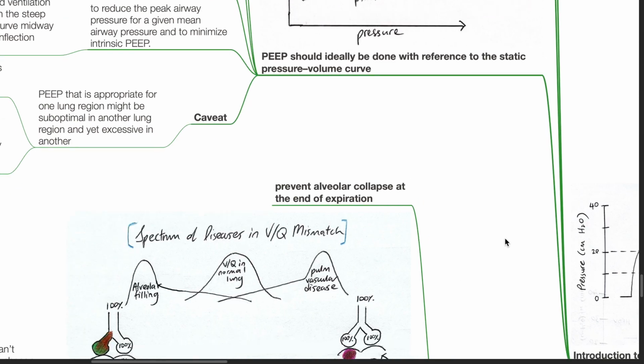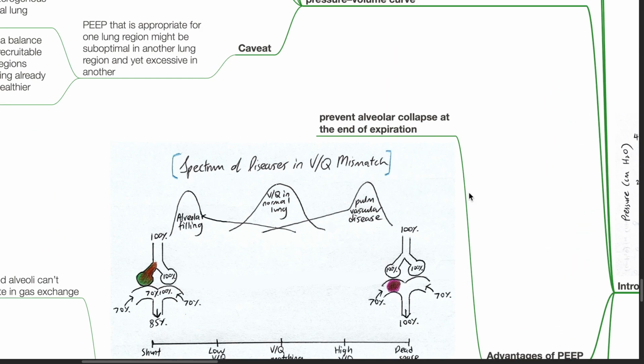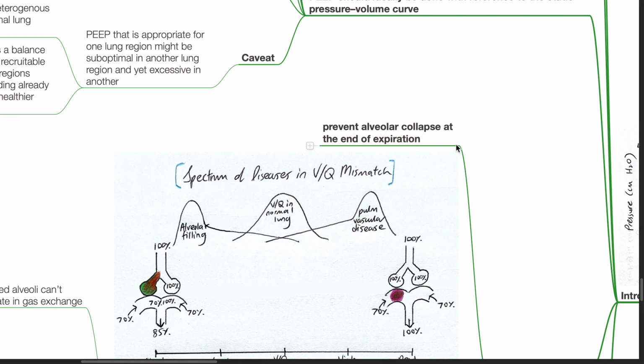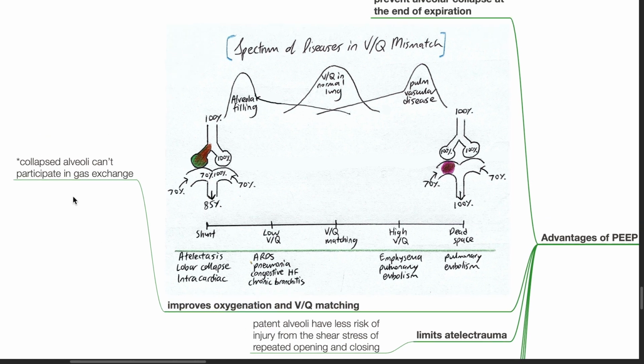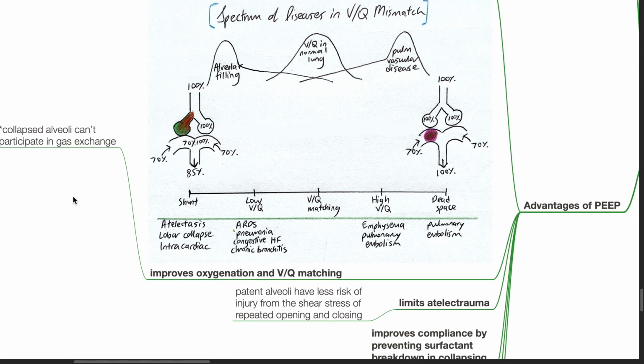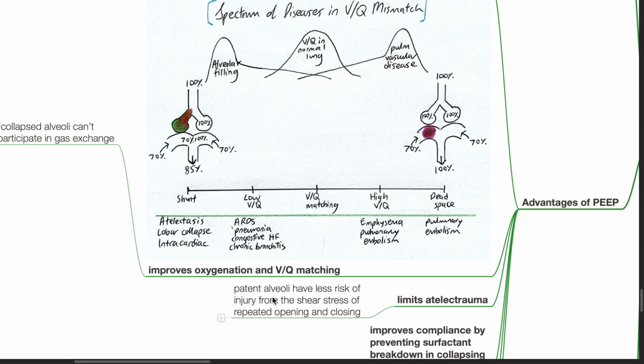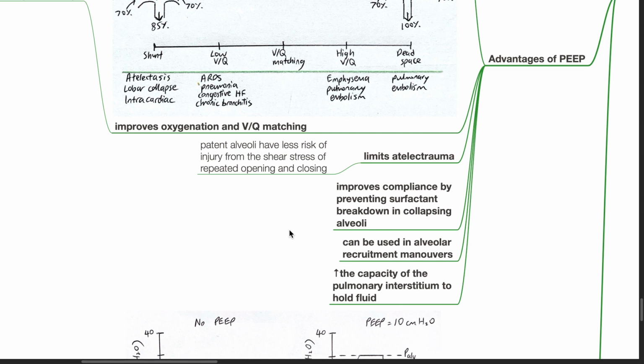Advantages of PEEP: it prevents alveolar collapse at the end of expiration. It improves oxygenation and VQ matching. Collapsed alveoli can't participate in gas exchange. It limits atelectrauma. Patent alveoli have less risk of injury from shear stress of repeated opening and closing. It improves compliance by preventing surfactant breakdown in collapsing alveoli. PEEP can be used in alveolar recruitment maneuvers. There is increased capacity of pulmonary interstitium to hold fluid.